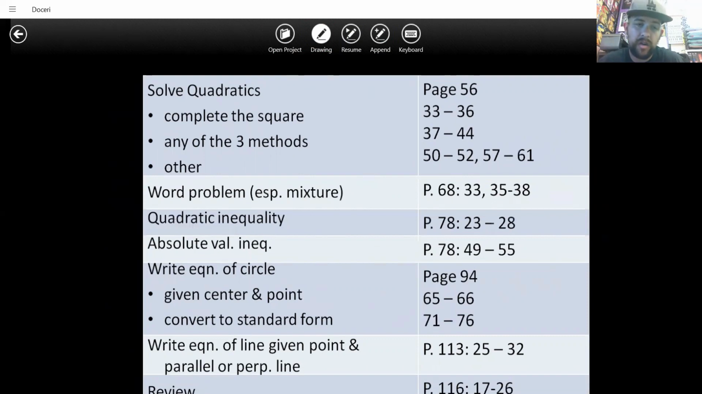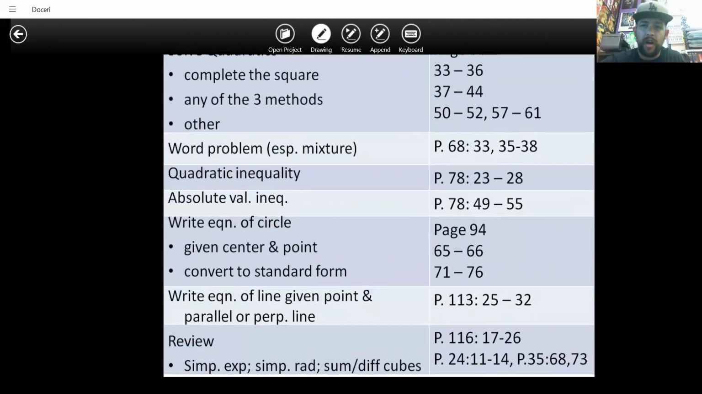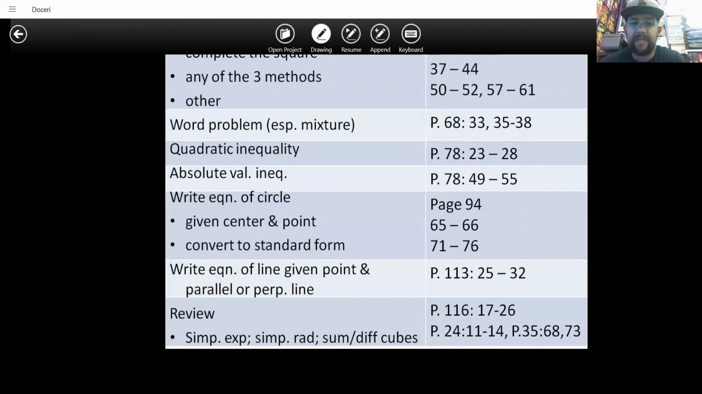Quadratic inequalities we've done already. Absolute value inequalities, which involve us writing the equivalencies of the inequalities, making sure that we're aware of the less than greater than symbol. Writing equations, being able to look at them and graph them, given the center and the point, or convert into standard form, which is completing the square. We also have writing a line from a given point, which is parallel and perpendicular. Parallel means that the slopes are the same. Perpendicular is opposite reciprocal. And then we have the final review from the first test, which is simplification of exponents, simplifying radicals, and difference of cubes, which we're okay not doing. We're going to cover those a little bit later.